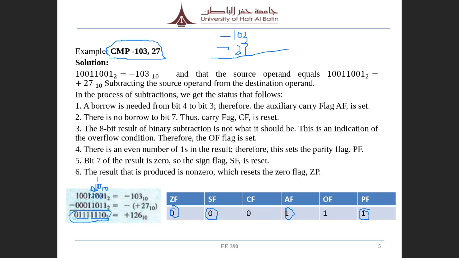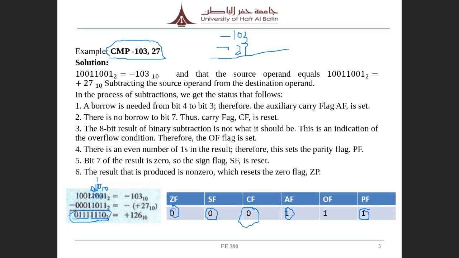Now it's about the carry flag and the overflow flag. Look at here. As there is no carry out or borrowing in the MSB bit, the carry flag is 0. But what about the overflow flag?